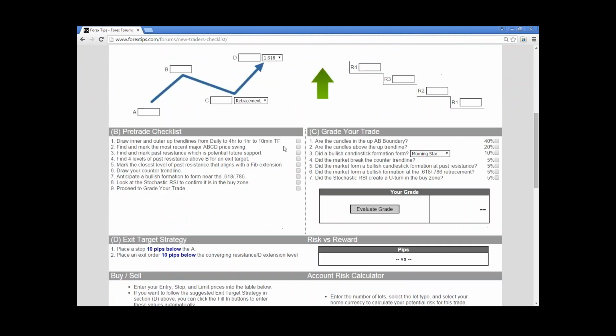We're going to go down here and it's a checklist. Did you do this? Did you do that? Yep. Did you do this? Yes, yes, yes, yes. So you make sure you don't miss anything. Then you grade your trade. Are the candles in the up AB boundary? Yes, yes, yes, yes, yes, yes. No. Evaluate grade, 85%.